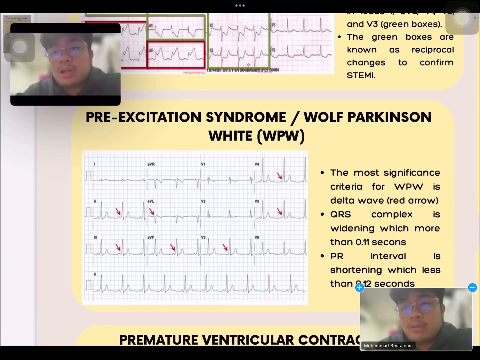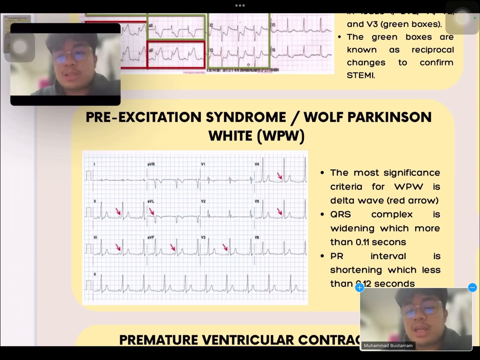So from the ECG, we can see the criteria for WPW. The most significant is the delta wave, as you can see by the red arrow in the ECG itself. So next, the criteria is the QRS complex is widening with more than 0.11 seconds. And the last one is the PR interval is shortening with less than 0.12 seconds.